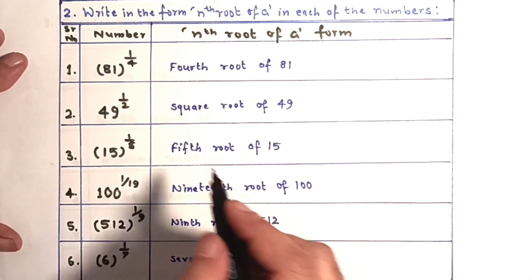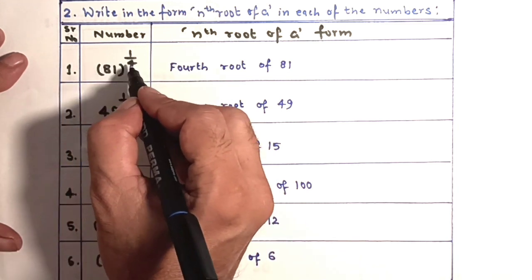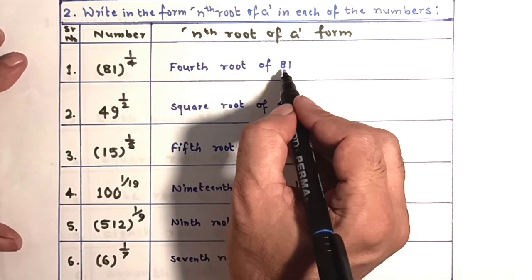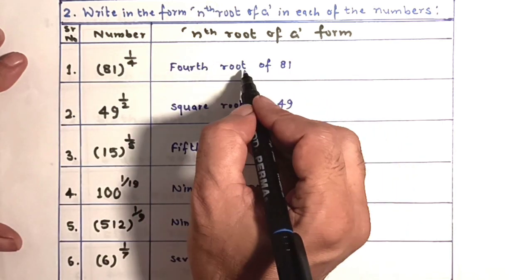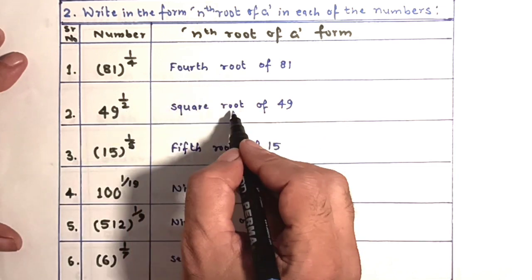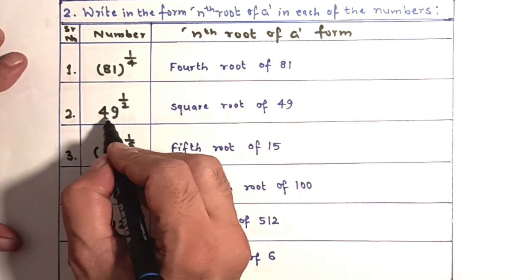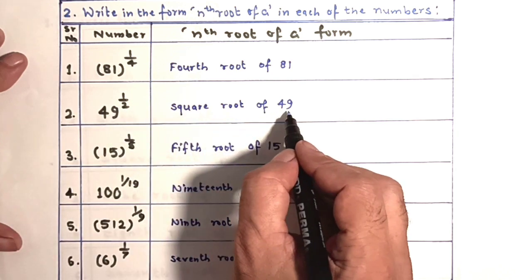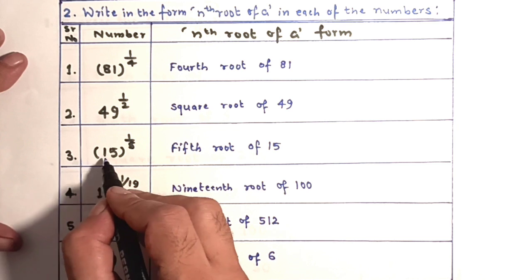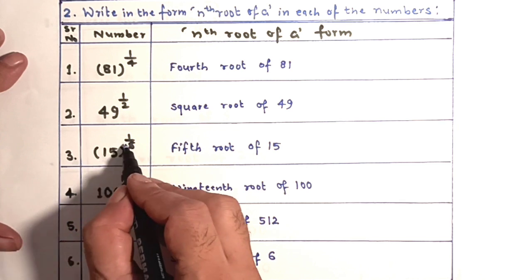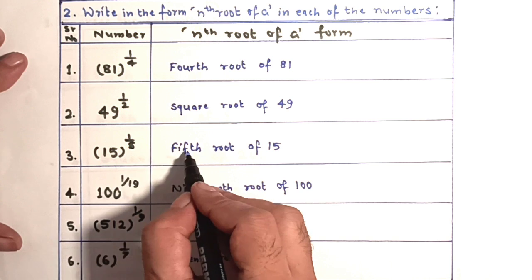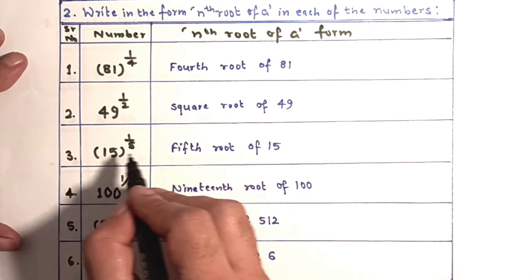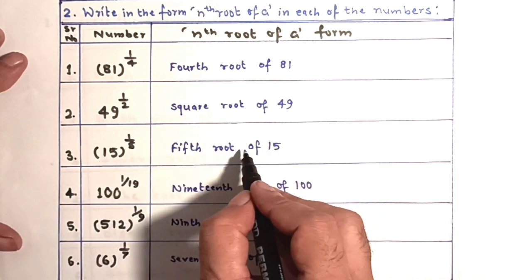So revising once again. 81 raised to 1 upon 4 means 4th root of 81. 81 is base and 1 upon 4 gives you 4th root. 1 upon 2 gives you square root and base is 49. So 49 raised to 1 upon 2 means square root of 49. Third question. 15 raised to 1 upon 5. 1 upon 5 indicates 5th root and base is 15. So 5th root of 15.